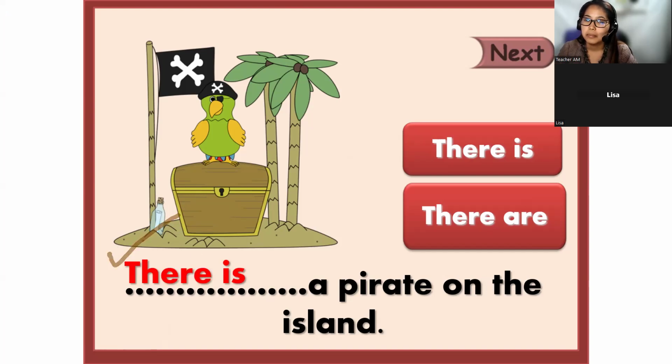We have there is. But I want you to say island. Island. Island. Great. Even though the spelling is like this, the s is silent. That means we don't have to say s. It is silent, so we say island. Okay, now who's the pirate on the island?